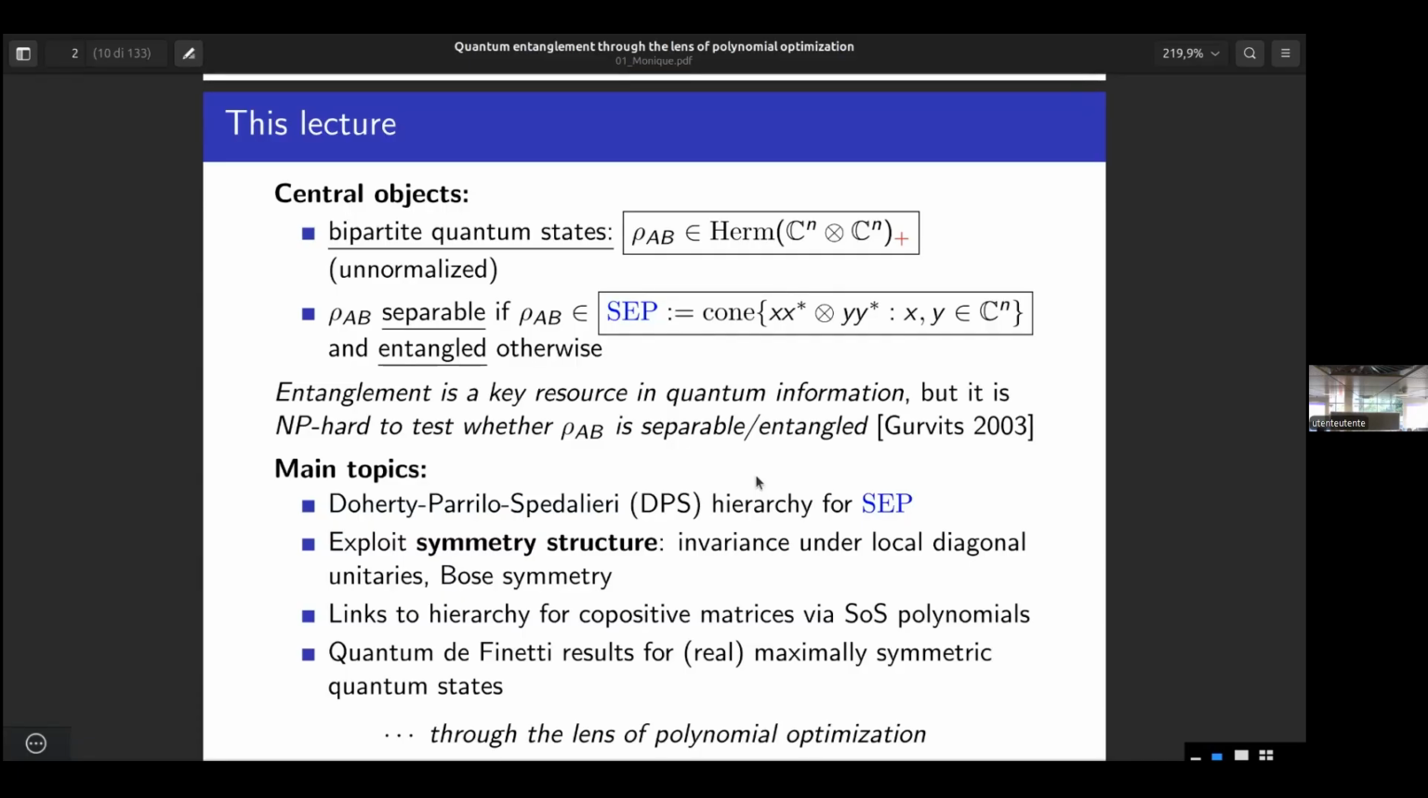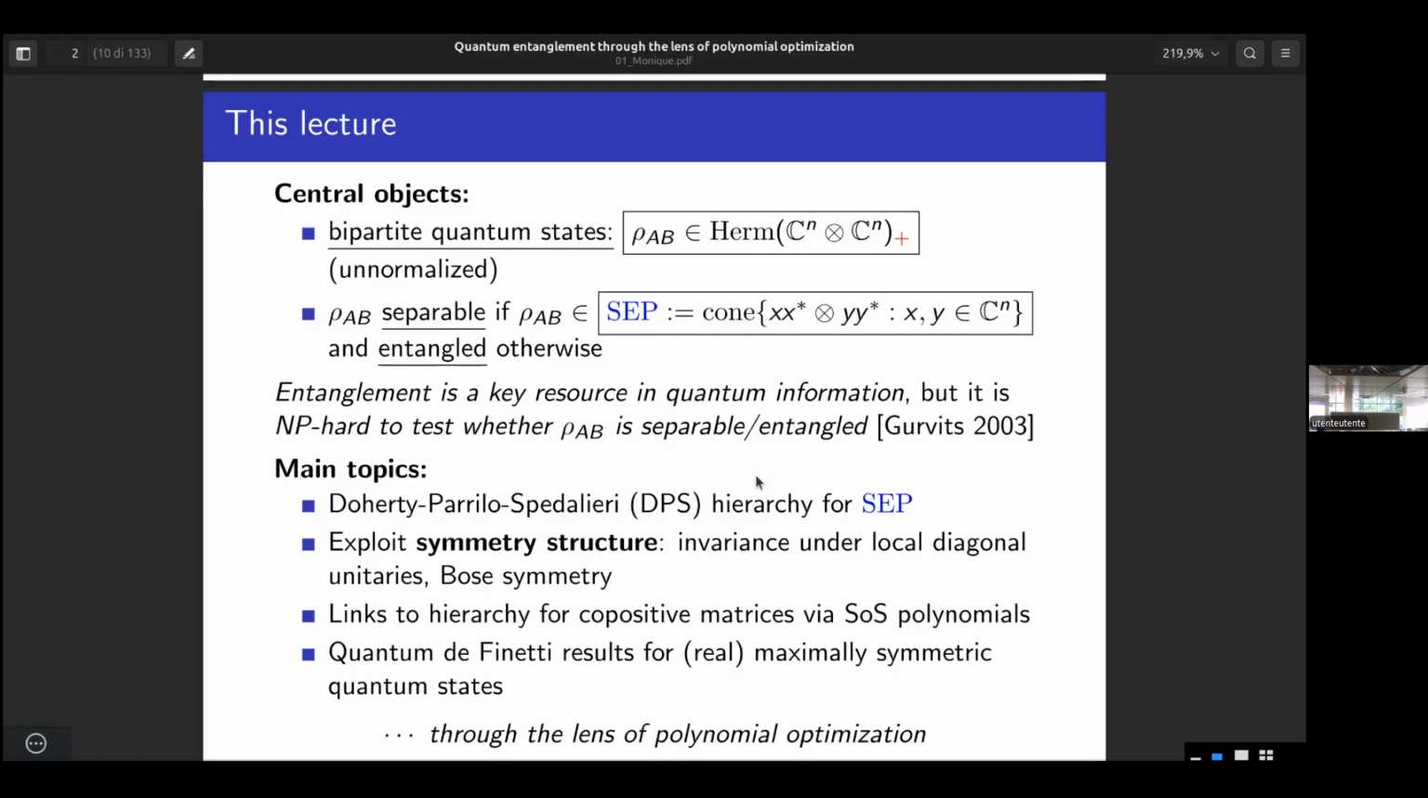So this will be the main topics I want to deal with in the lecture. First, we will discuss some criteria for entanglement coming from the DPS hierarchy. Then we will see how this hierarchy specializes when you apply it to classes of states which have some nice symmetry structure, like being invariant under local diagonal unitary, so both symmetry.